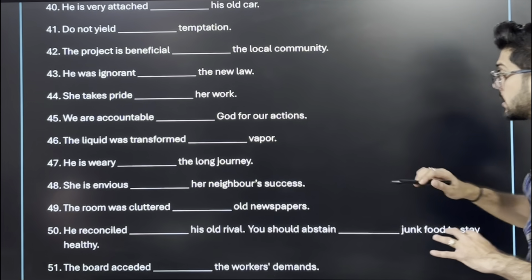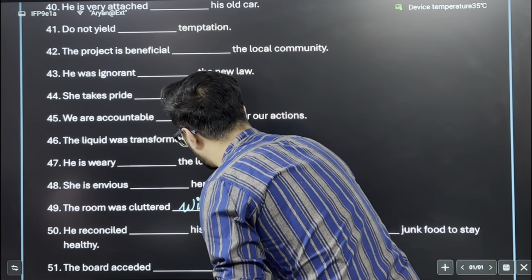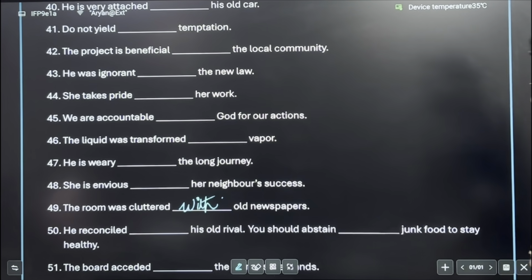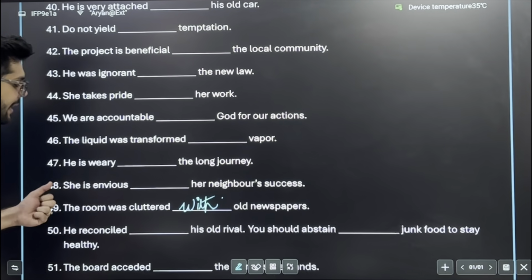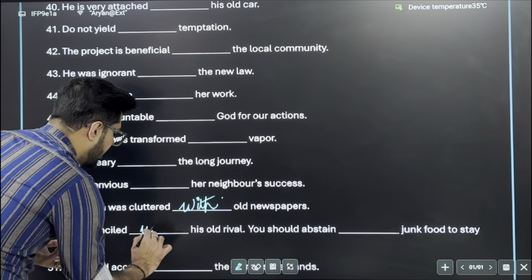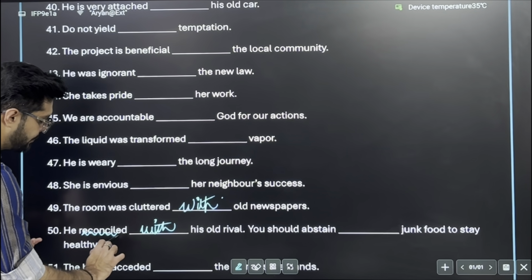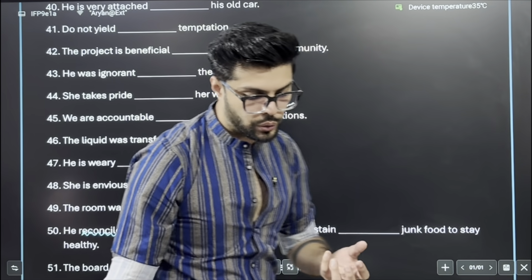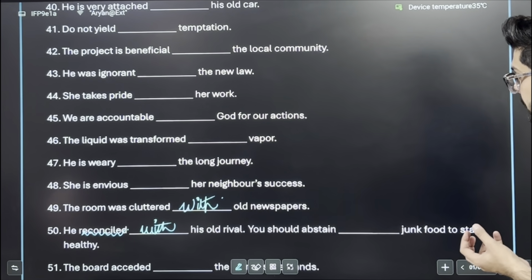The room was cluttered. सामान चारों तरफ रूम में फैला हुआ है. So cluttered with the old newspapers. The room was cluttered with old newspapers, and he reconciled. He made amends with his old rival. Reconciled यानी उसका दोस्ती हो गया वापस से. ठीक है. He reconciled means दोस्ती हो गया वापस से with his old friend.